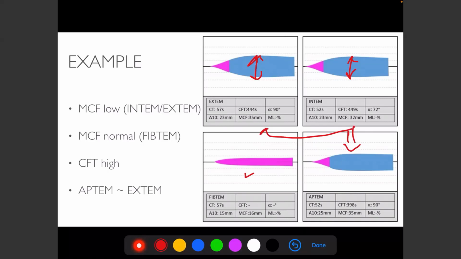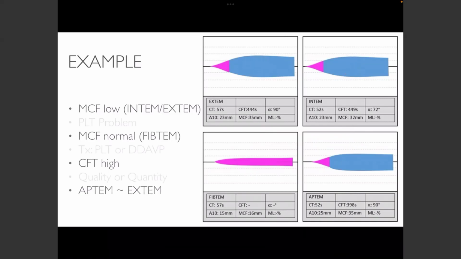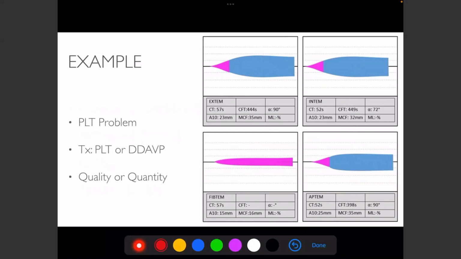You get platelets? What was that? You get platelets? Yeah, so that's the right answer for this one. The APTEM and EXTEM are the same, so it's not fibrinolysis. So you have a thickness problem, like Brian was saying. So it's not the fibrinogen, though, because your fibrinogen height's normal. So if it's not thick enough, then you're left with platelets.